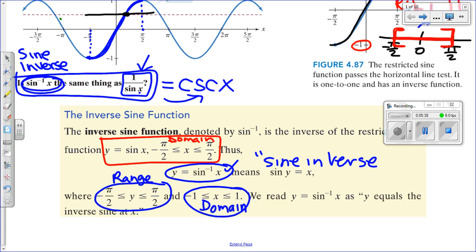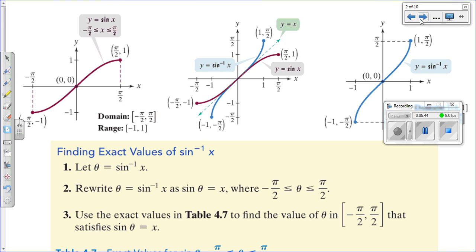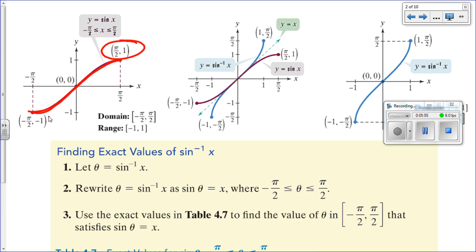Okay, now let's look at the graphs. You guys get the idea how our domain and range will be interchanged, right? Let's look at the graphs now of both. This is the same graph that we started with, the restricted piece of that sine graph. I want you to keep an eye on these points that I'm about to circle, here and here. We have pi over 2 comma 1 and negative pi over 2 comma negative 1. We have the domain and range like I already explained to you guys here.